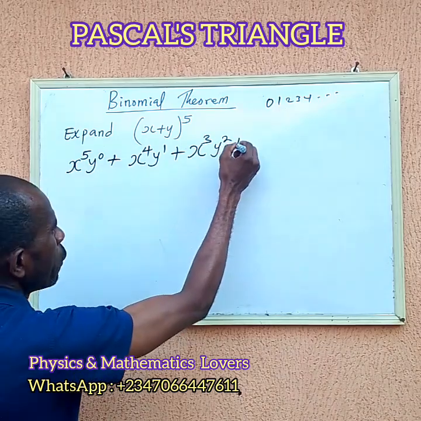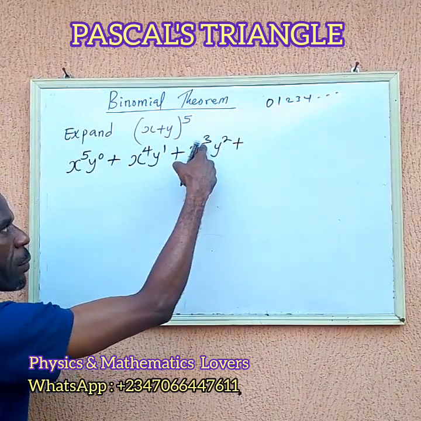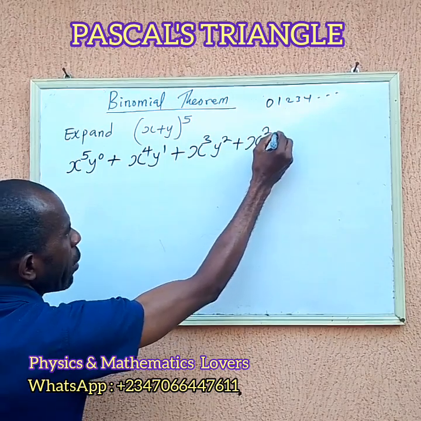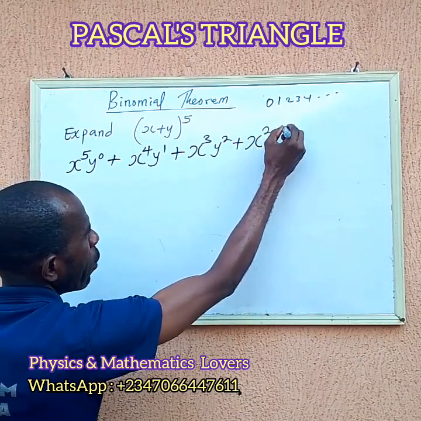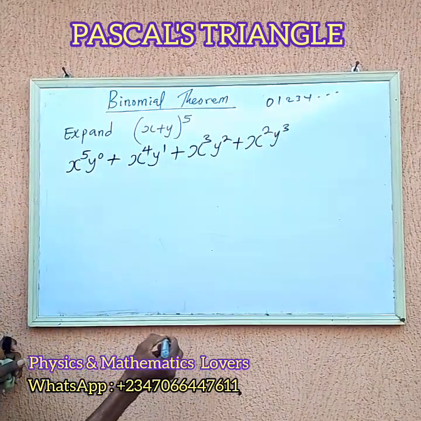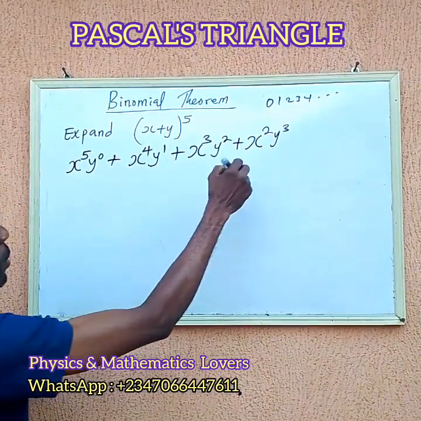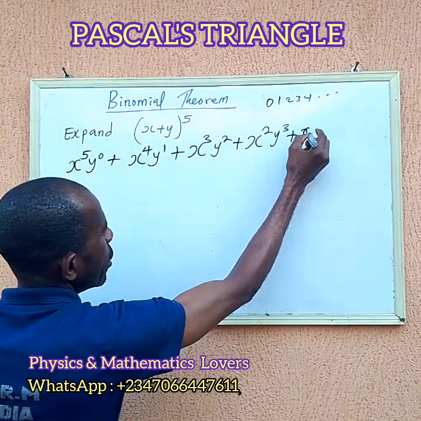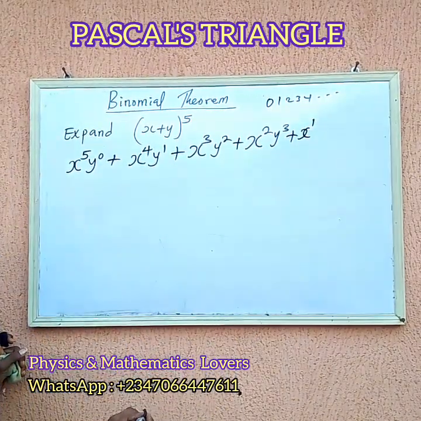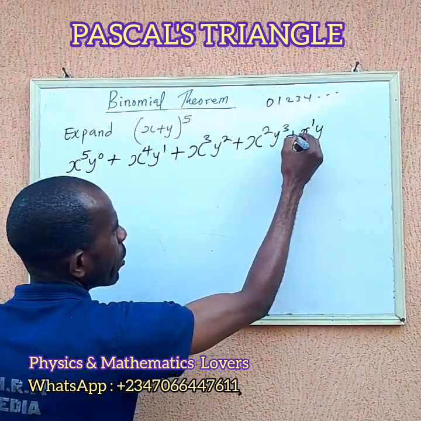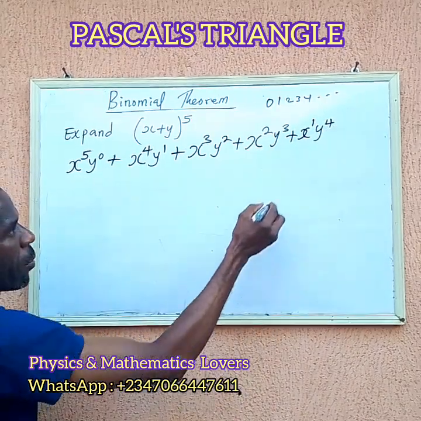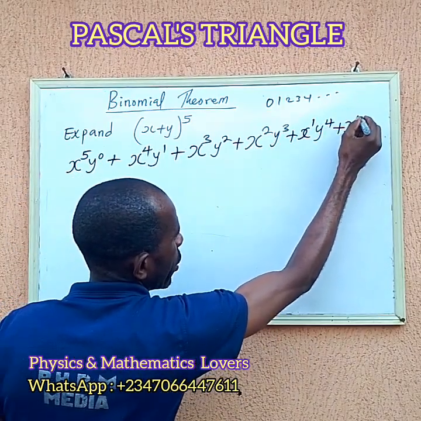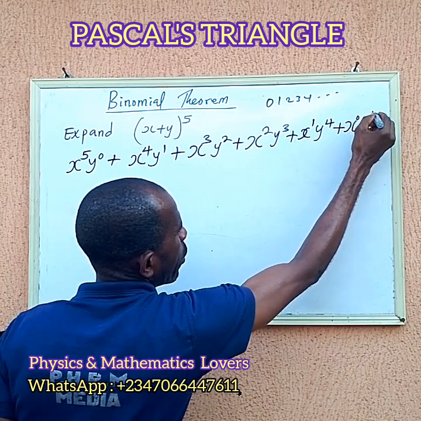Good. So let's go. The fourth term, x will be decreased again by 1. We're going to have what? x raised to power 2. Then we have what? y raised to the power of 3. Good. Then plus x raised to power 1 here. Okay. Then y will be raised to power what? 4. And the last one, x we have to raise to the power of 0. Then y raised to the power of 5.